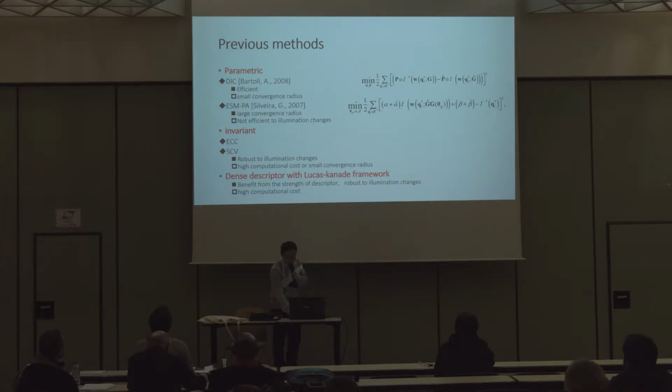Previous methods include three types. Parametric methods usually are based on the SSD metric. DIC is efficient, however, with a small convergence radius. The ESM algorithm has a larger convergence radius, however, it is not efficient to illumination changes. Invariant methods use a robust metric instead of SSD. They are robust to illumination changes, however, at the cost of high computational cost or a small convergence radius. Recently, dense descriptors combined with the Lucas-Kanade framework have been proposed. However, even though they are very robust to illumination changes, they have much higher computational cost.